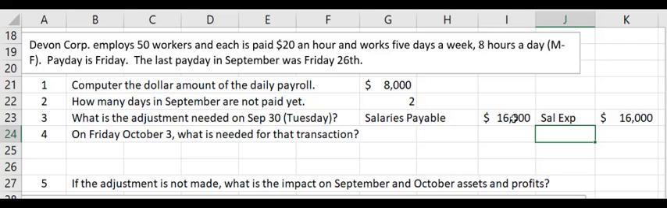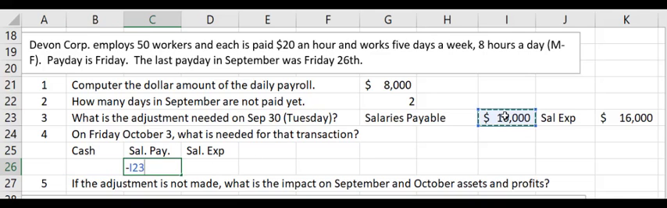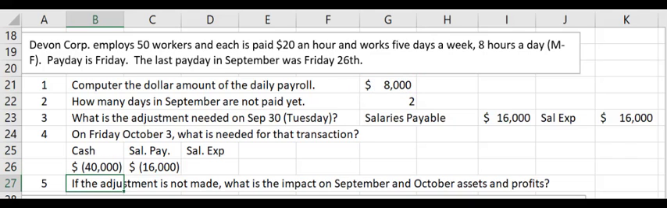The following Friday, October 3rd, when you make the payment, what does that look like? So part of that new payday is paying off that $16,000 that you owed them as of Tuesday. So you are paying off that obligation. But you're paying more than just those 2 days, right? You're going to pay 5 days.